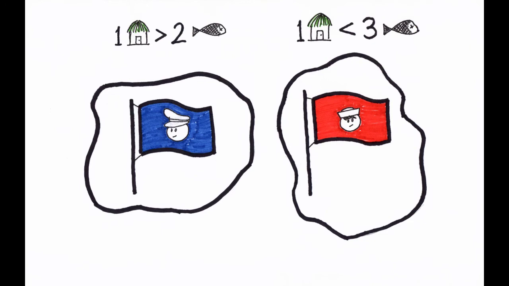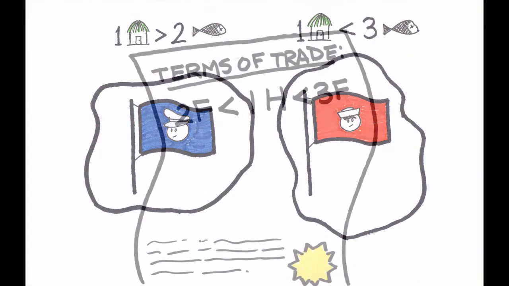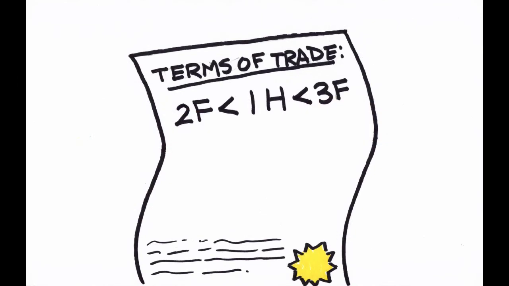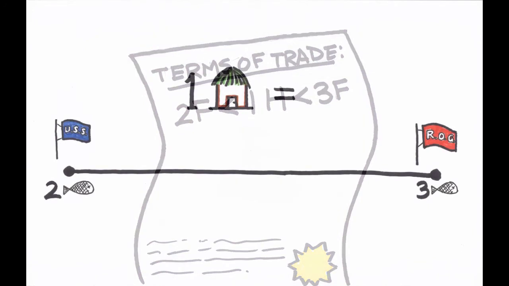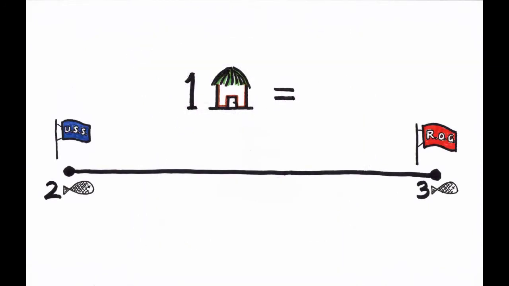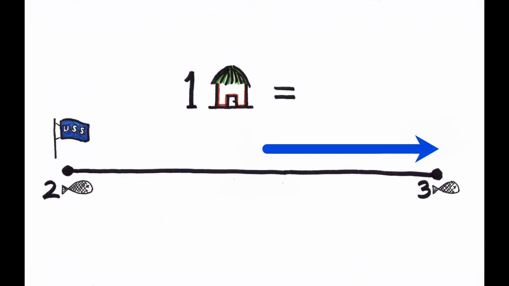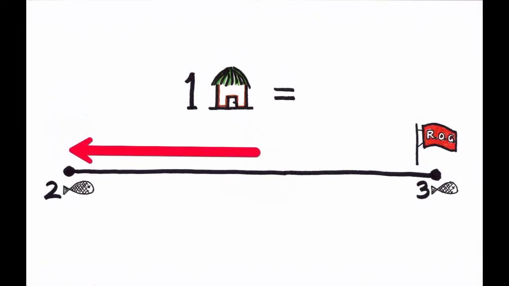In this example, the terms of trade would need to be greater than two fish dinners per one hut to benefit the USS, but less than three fish dinners per one hut to benefit the ROG. Where exactly the terms of trade will end up depends on who's the better negotiator. The United States of Skipper would prefer to receive closer to three fish dinners for each hut that it sells, while the Republic of Gilligan would prefer to pay closer to two fish dinners for each hut that it buys.